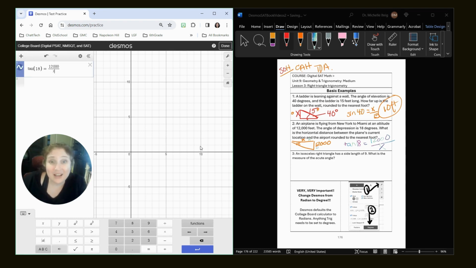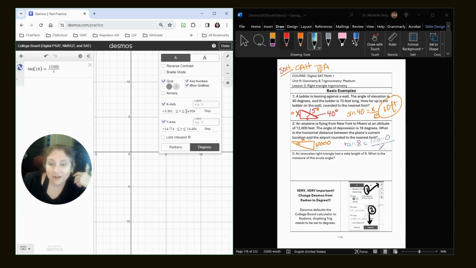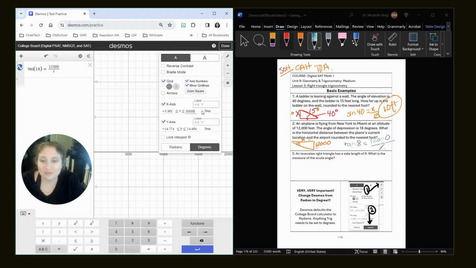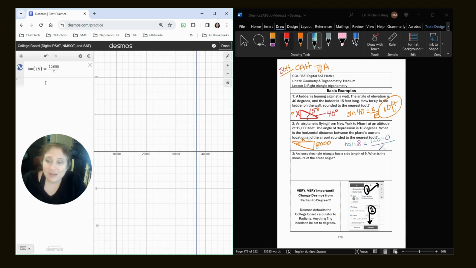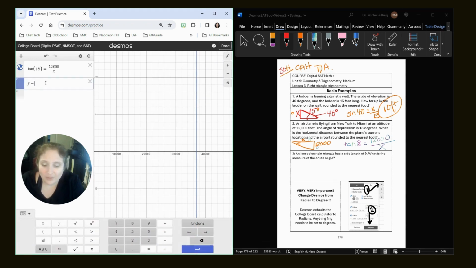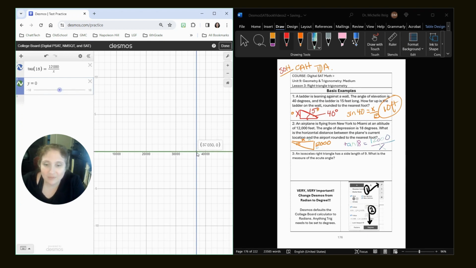Now you're like, Doc, I don't see it. Yeah, we're talking about like 12,000. So we're going to go up to the little wrench and we're going to make our x-axis like 20,000. Like we're making it huge. That doesn't work. Let's make it 50,000. And there you go. Here's our line right here. To make it easier, just type y equals 0 and it'll give us the intersection a lot more easily. So what is the distance? It is 37,050 feet.